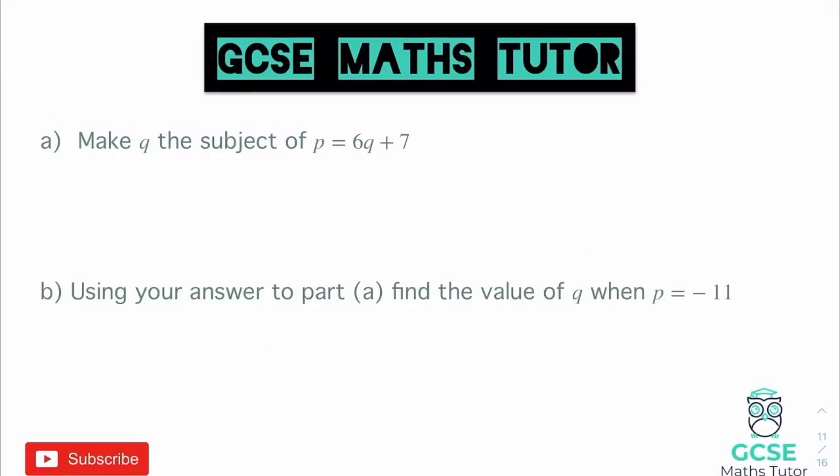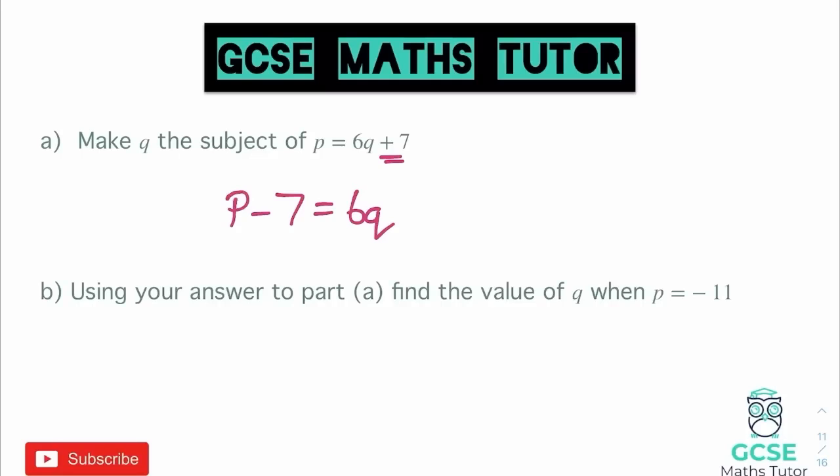Okay, so using some formulae. This one says make q the subject of, and then we have a formula to rearrange. When making q the subject, we need to get rid of that constant to start with, so we're going to get rid of this +7. We're going to do that by minusing 7 to the other side. So our first step would say p minus 7 is equal to 6q. Always write out your steps. Now we want q to be the subject, not 6q, so we're going to have to divide by 6 to get that 6 unstuck from the q.